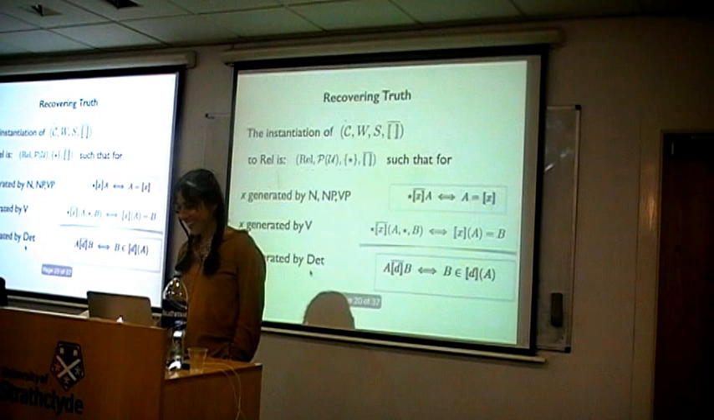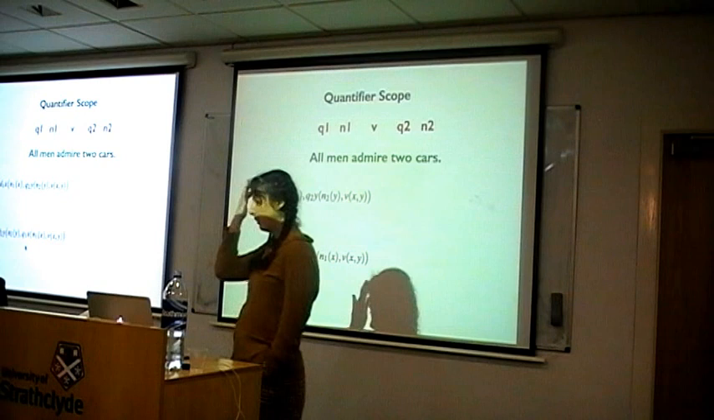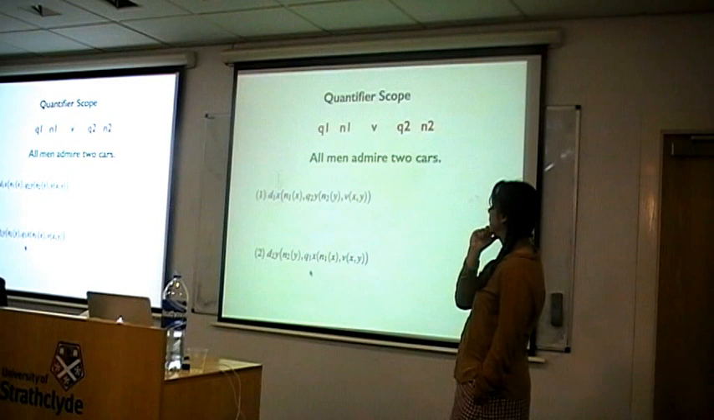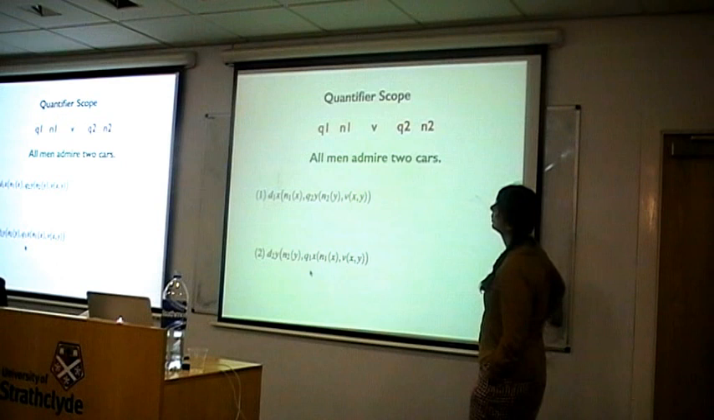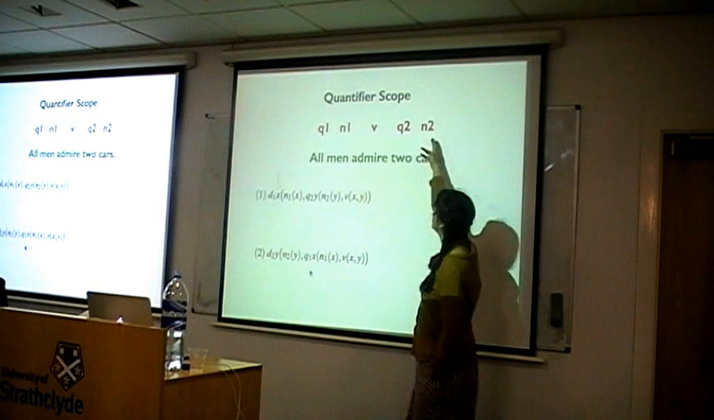Okay. How about quantifier scope? Probably it's well known that if you have a sentence with two quantifiers, one on the subject and one on the object, like so: quantifier one, noun one, verb, quantifier two, noun two, for example, all men admire two cars, this sentence has two different meanings.